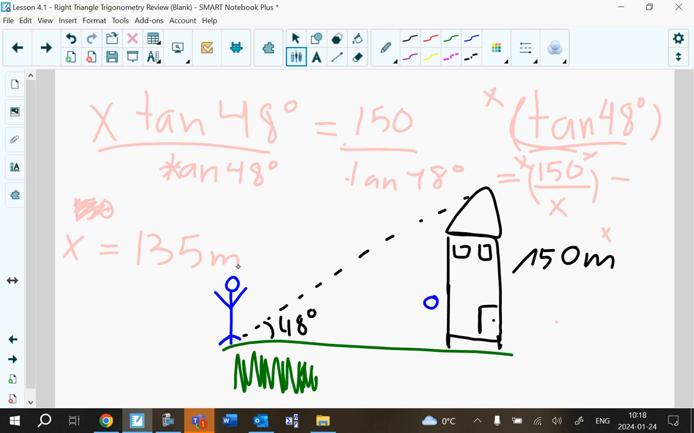Because the next step is, what happens if it's not a right triangle? Well, we can still use trig. It's just different formulas of trig. Okay.